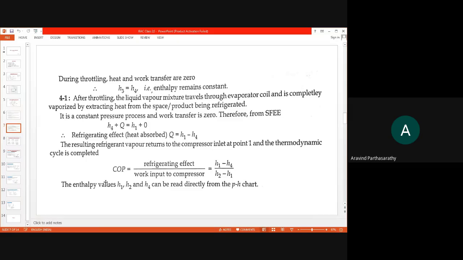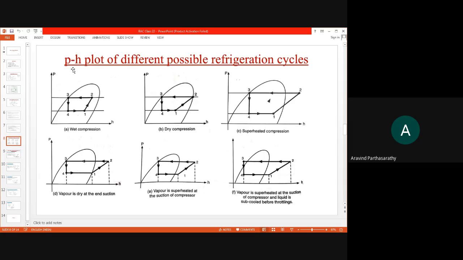Okay, you know all the enthalpy values H1, H2, H3 and H4 are equal, and so all these values you can read from the pH chart directly. Okay, right. Now we are going to study the pH plot of the different possible refrigeration cycles. You can see here, these are the main 6 parameters or possible cycles.